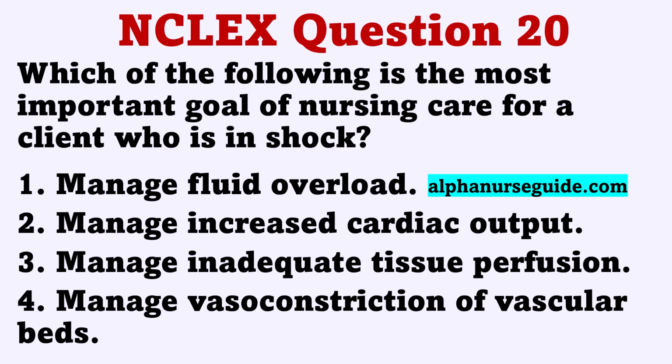The correct answer is 3. Nursing interventions and collaborative management are focused on correcting and maintaining adequate tissue perfusion. Inadequate tissue perfusion may be caused by hemorrhage, as in hypovolemic shock, by decreased cardiac output, as in cardiogenic shock, or by massive vasodilation of the vascular bed, as in neurogenic, anaphylactic, and septic shock. Fluid deficit, not fluid overload, occurs in shock.